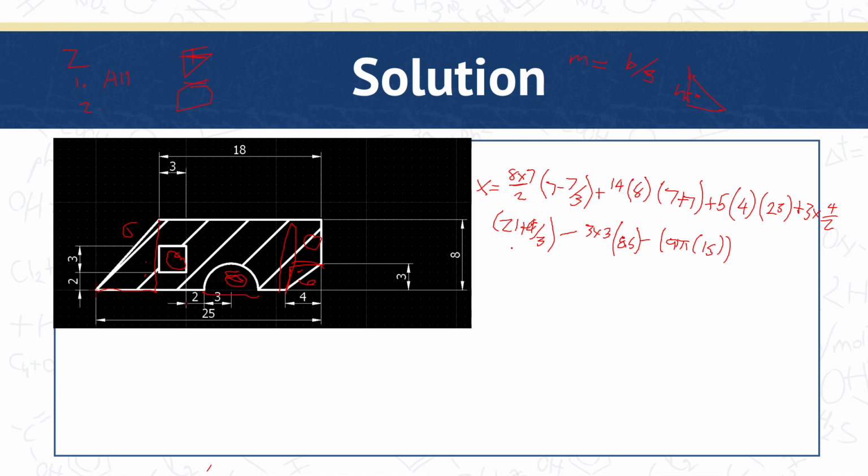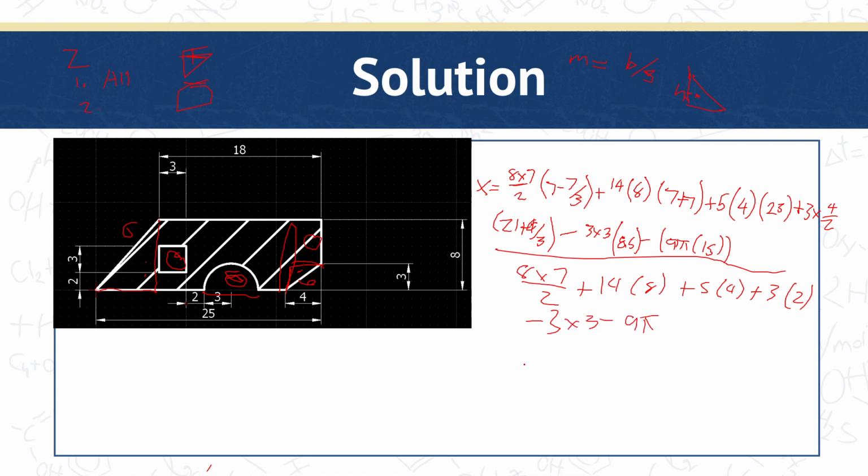And then this entire statement is then divided by all of your areas. So that would be 8 times 7 over 2 plus 14 times 8 plus 5 times 4 over 2, which is 2, minus 3 times 3 minus 9 pi. If you were to put this onto the calculator, I shall join you for this.